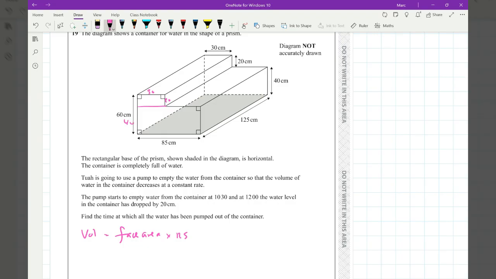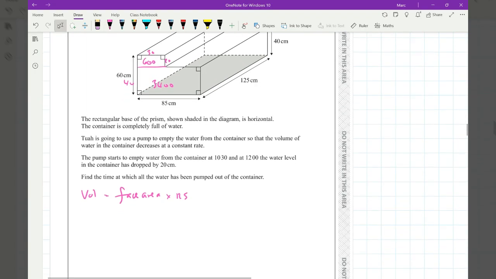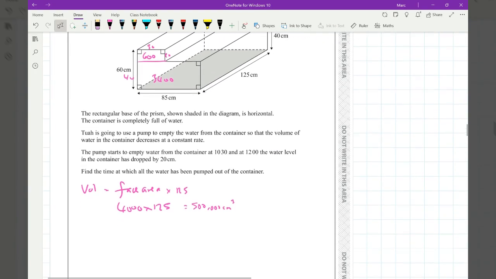So 40 times 85, 3400. 30 times 20, 600. I'm leaving it all in centimeters because I want to have centimeters cubed when I'm done. That gives 4,000. So 4,000 times by 125 equals 500,000 centimeters cubed.